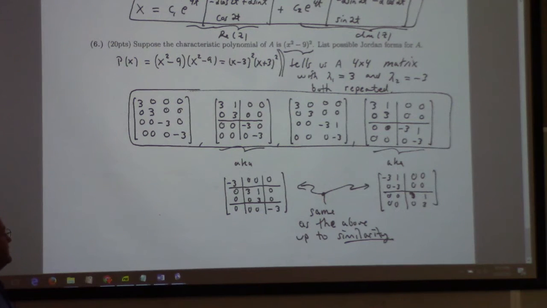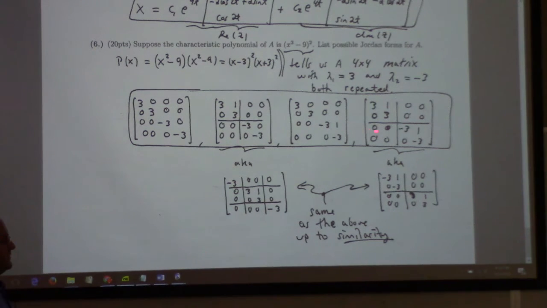You can either have the case that is diagonalizable, like so. You can have the case that you have 2 linearly independent eigenvectors with eigenvalue minus 3, but you only have 1 for eigenvalue 3. That's this case. This here says I've got 2 eigenvectors with eigenvalue 3, but I've only got 1 eigenvector with eigenvalue minus 3. And then finally, this case is when I've only got 2 eigenvectors total linearly independent, 1 for 3, 1 for minus 3. And I need 2 generalized eigenvectors to complete the Jordan basis.